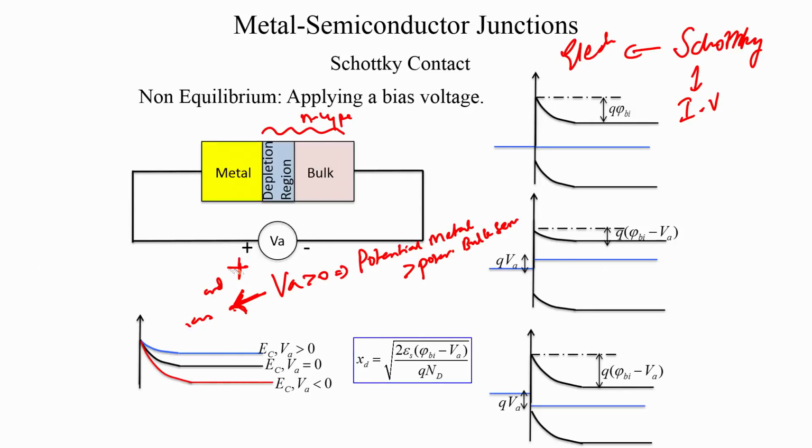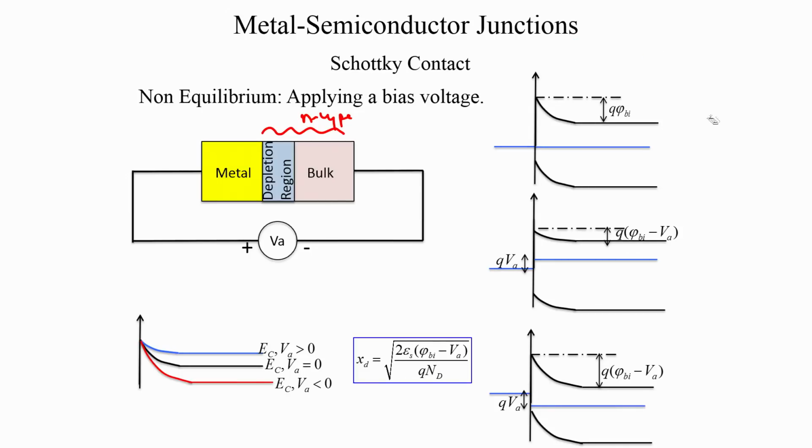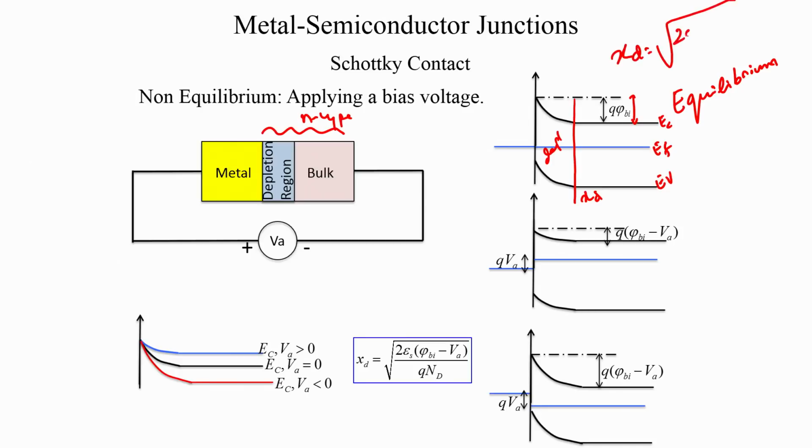Now, what happens to the band diagram when I apply a potential? Let us look at these pictures here. This is the condition of equilibrium, the equilibrium condition that we are very familiar with, and on which we performed all the electrostatics analysis. That is my conduction band edge, that is the valence band edge, that is the Fermi level, that is the built in potential that we calculated, and that is the depletion region with a depletion width of xd. xd turned out to be the square root of 2 epsilon s phi bi by q n d. That was the relation that we obtained.